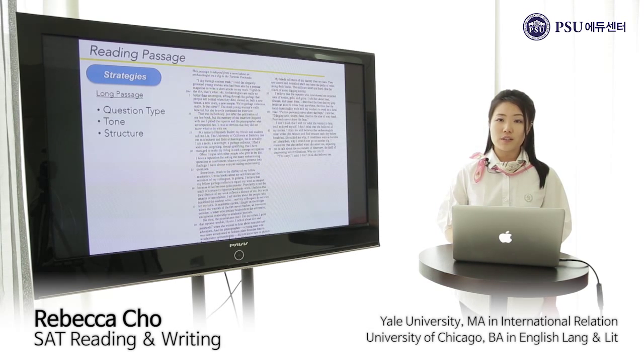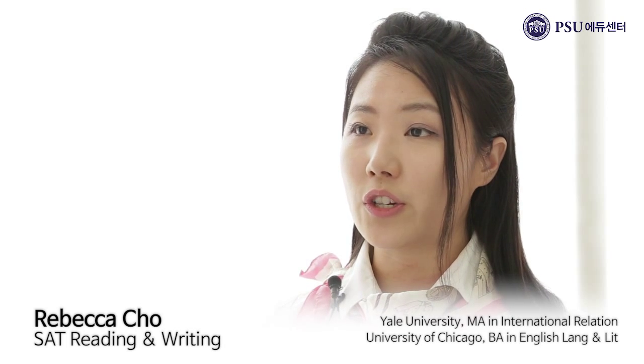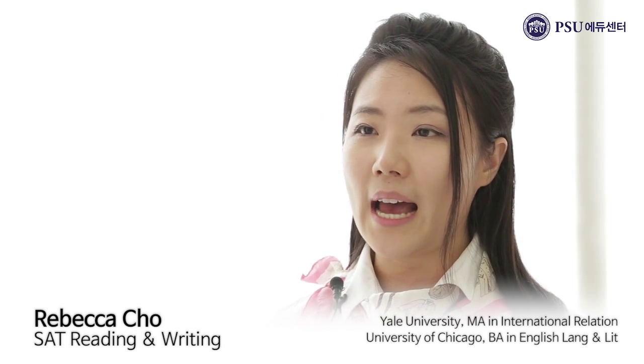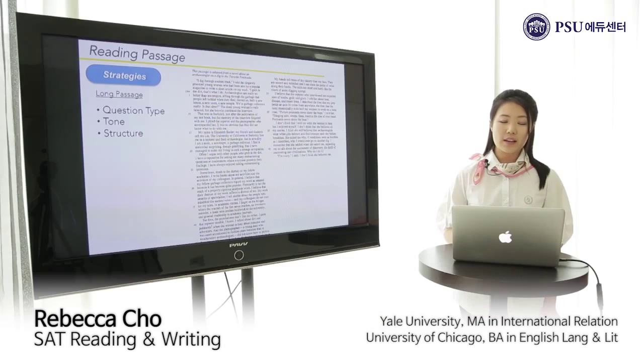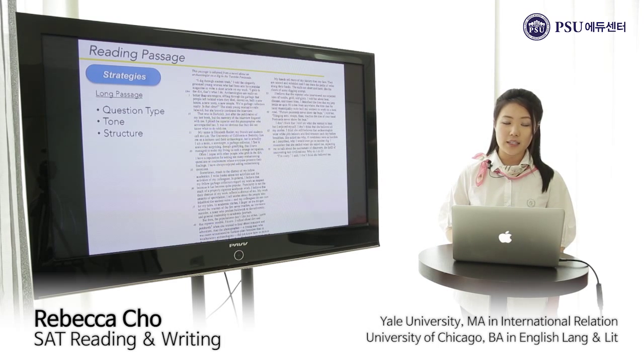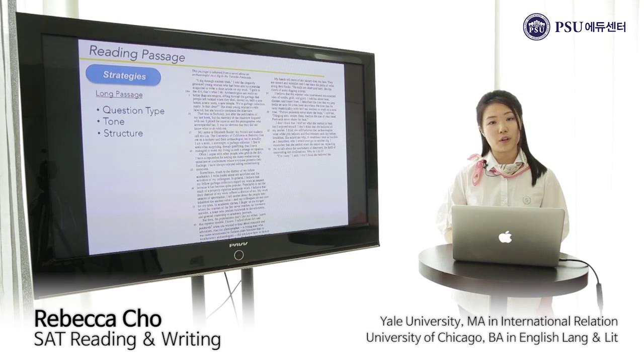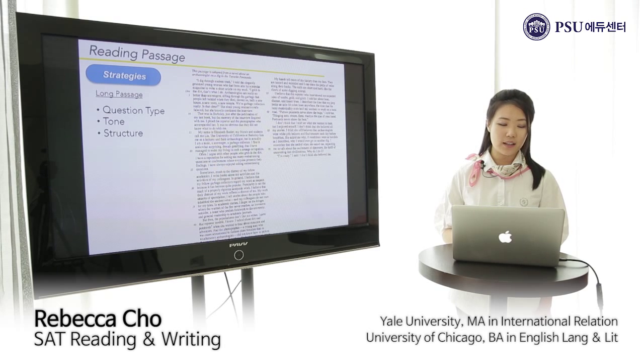So the first thing you should think of when you attack the questions on the long passage, or for that matter, all reading passages, is the question type. Some questions, usually the first question, will ask you a main idea question. Some questions will ask you vocab in context, and some will ask you to refer back to a specific line.